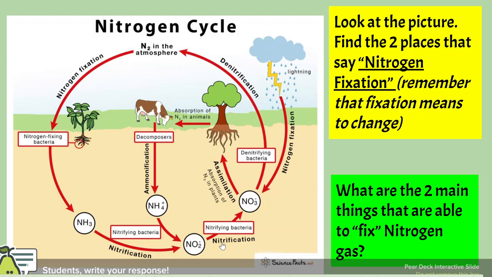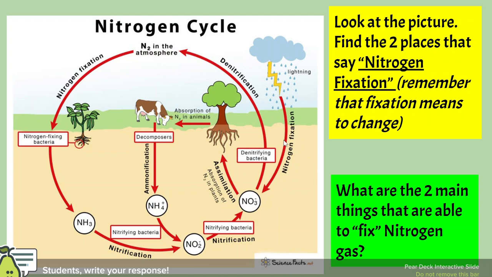Well, the nitrogen cycle is pretty basic, but it has some big words that are sort of similar. So you just have to be careful about how you're using the words. Make sure you're using the words in the right places. All right, so if we look at this picture, it says find two places that say nitrogen fixation. And remember, if we're fixing that nitrogen, we are changing the bond. We are breaking those two nitrogens apart and changing the bond so that we can use the nitrogen. We have nitrogen fixation over here on the left, and we have nitrogen fixation over here on the right.